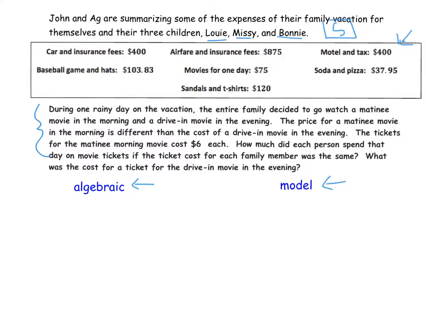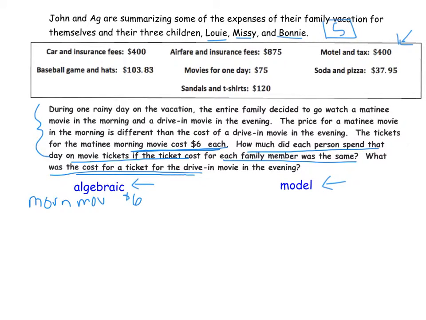So first we know that the morning matinee, so the morning movie, is $6. And what I'm looking for, so that was right here. So each ticket costs $6. What we're looking for is how much each person spent on movie tickets if the cost was the same for each. And before we can do that, we need to figure out how much the cost for the drive-in movie is. We know the morning movie, but the drive-in or the evening movie is what we're missing. So that is our unknown. Drive-in is going to be our X.